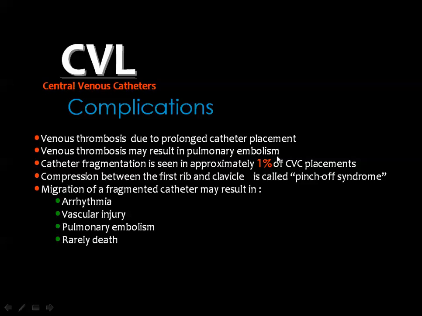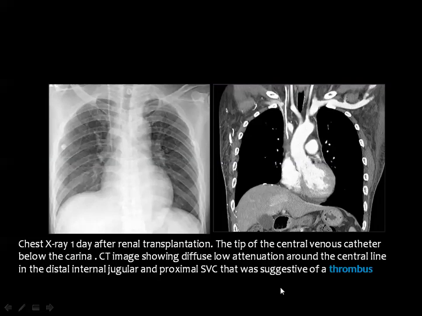Venous thrombosis may result in pulmonary embolism. The catheter may fragment in approximately 1% of the cases with a distal embolization of the catheter fragment. The catheter may be compressed between the first rib and the clavicle. Migration of the fragmented catheter may result in arrhythmia, vascular injury, pulmonary embolism, and very rarely death.